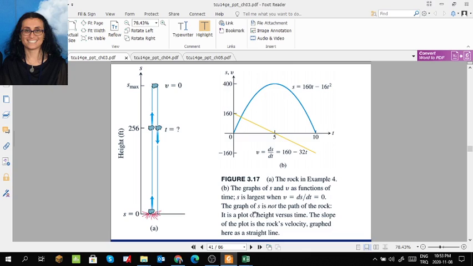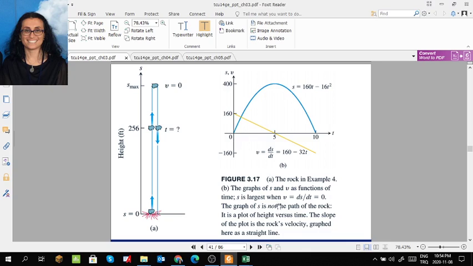Okay, it says the graph of S is not the path of the rock. It's not the path. It's a plot of height versus time. The slope of the plot is the rock's velocity, graphed here as a straight line. So this straight line is going to be the velocity. So at first the velocity is 160 meters per second, maybe, right? Feet per second probably. Okay, the unit. And then, let's see, at time t is equal to 0.